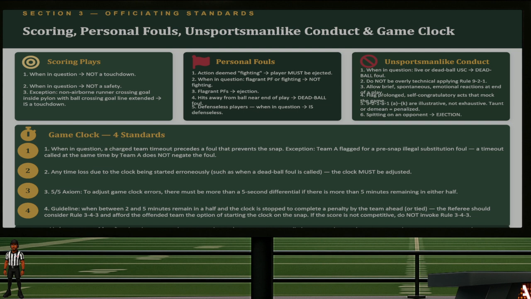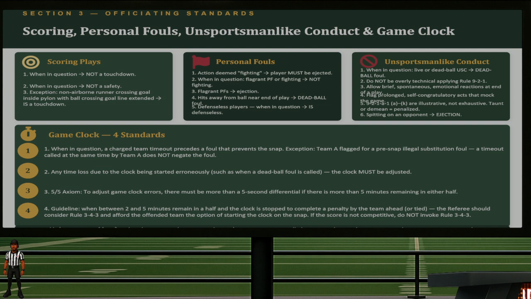Standard 5, the list of specifically prohibited acts in Rule 9-2-1 is illustrative, not exhaustive. When those acts are clearly intended to taunt or demean, they should be penalized. Standard 6, spitting on an opponent requires ejection. Game clock. 4 standards. Standard 1, when in question, a charged team timeout precedes a foul that prevents the snap. Exception, when Team A has been flagged for a pre-snap illegal substitution foul. A timeout called at the same time by Team A does not negate the foul.